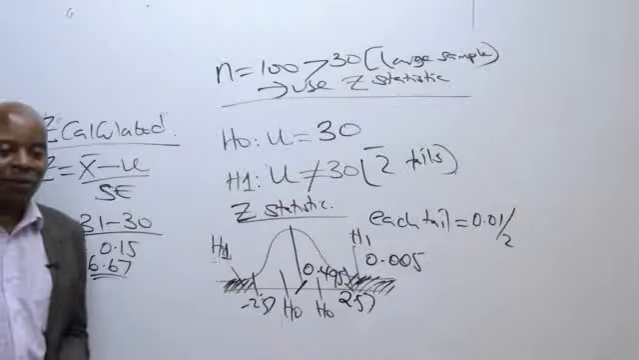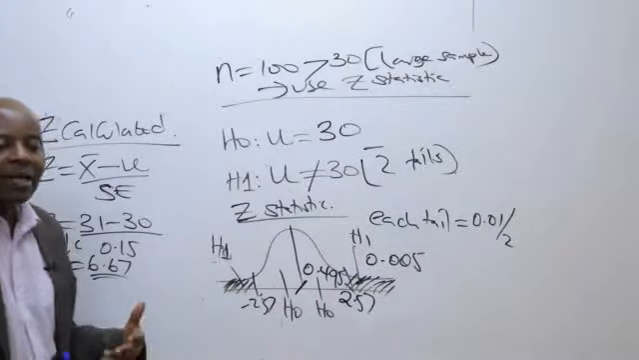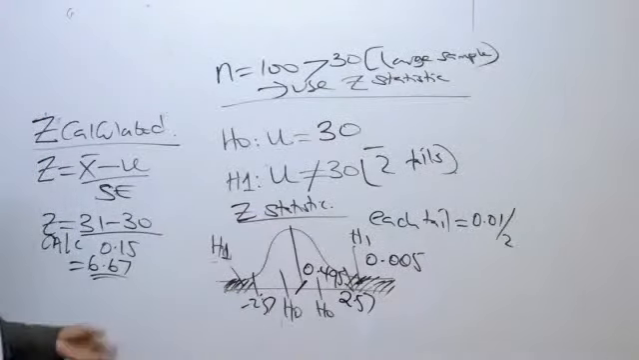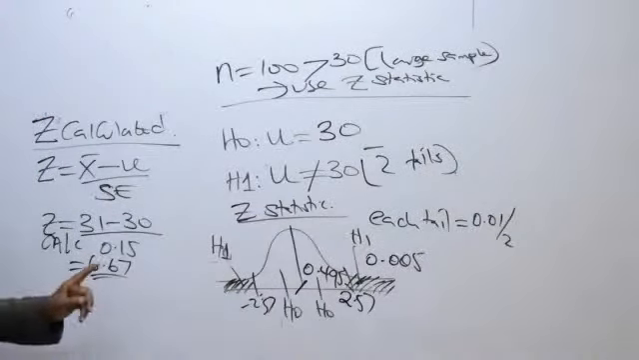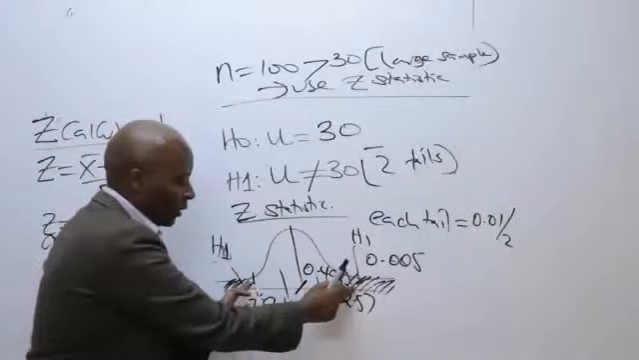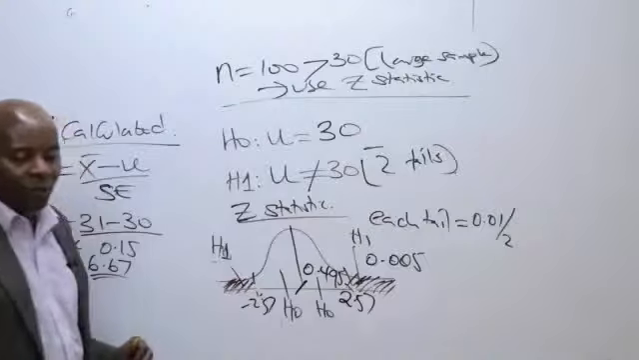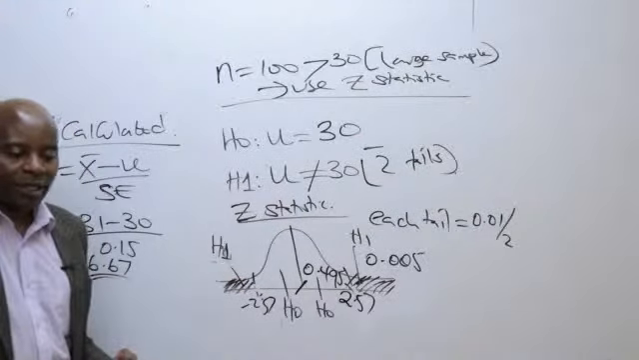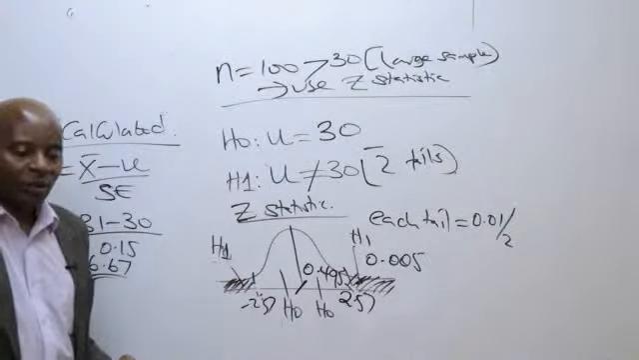The next thing that I will be able to do is to come and compare. Yes, we compare this 6.67. 6.67 falls here. Look at this thing keenly. 6.67 falls in H0, isn't it? 6.67 falls right there at the middle.